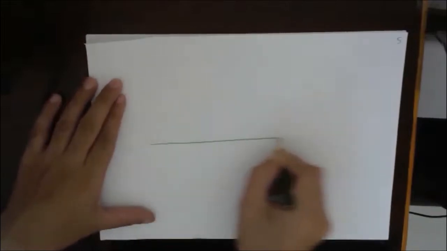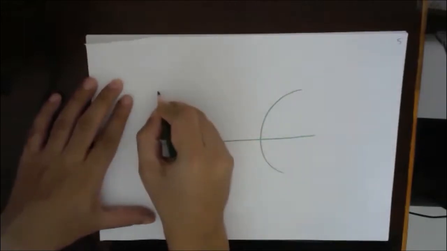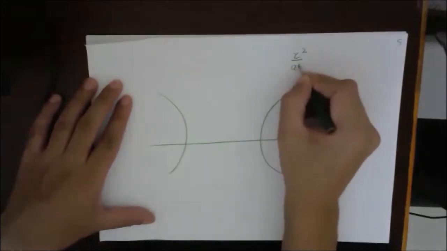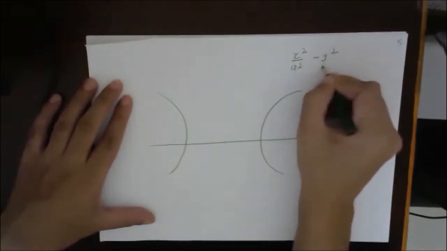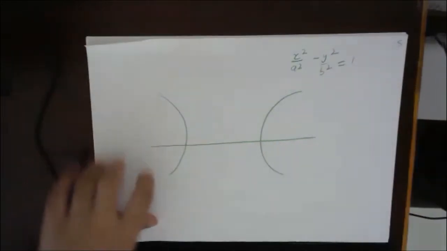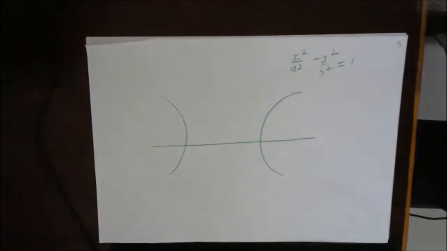Basically, the hyperbola is generally of this form. Suppose this is a hyperbola of x square by a square minus y square by b square is equal to 1. So the hyperbola is of this form: x square by a square plus minus y square by b square is equal to 1.